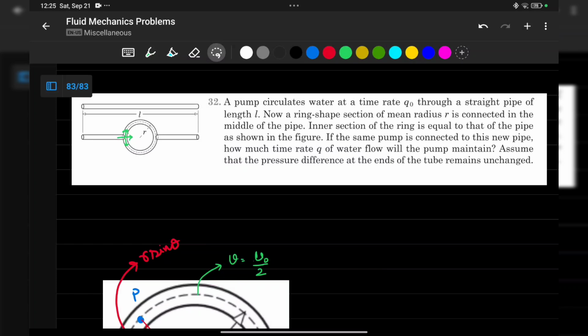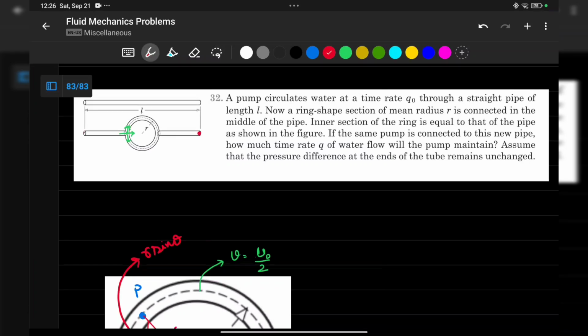A pump circulates water at a time rate q0 through a straight pipe of length L. Now a ring-shaped section of mean radius r is connected in the middle of the pipe. The cross-section of the ring is equal to that of the pipe, as shown in the figure. If the same pump is connected to this new pipe, how much time rate q of water flow will the pump maintain? Assume that the pressure difference at the ends of the tube remains unchanged. The pressure difference at the two ends is maintained.